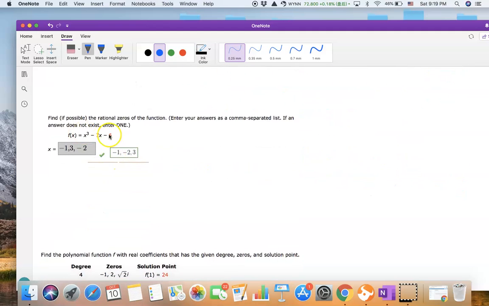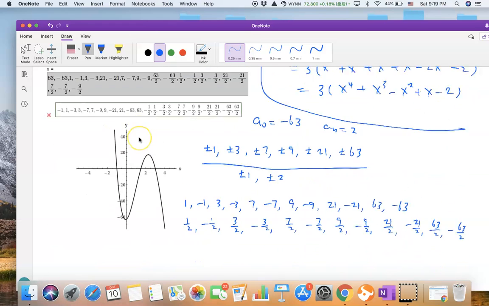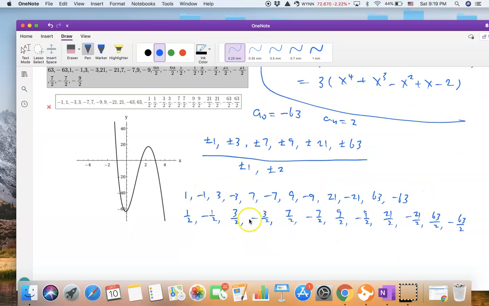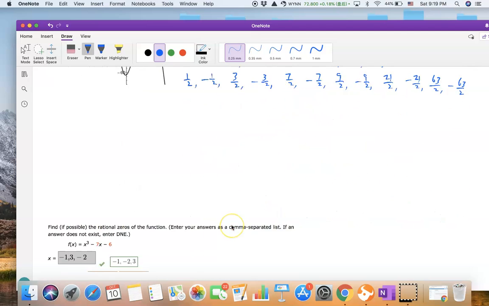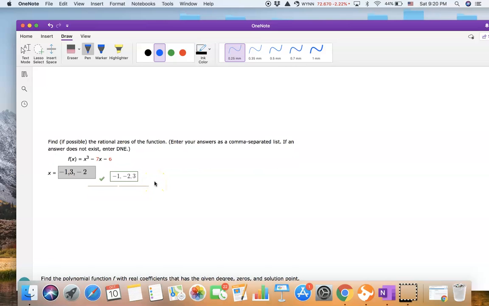All right. The third question found on the rational zeros of the function. The difference between these two questions is that for question number 2, we're asked to list all the possible zeros. Some of them are not actual zeros, but for number 3, we're asked to find the actual zeros.